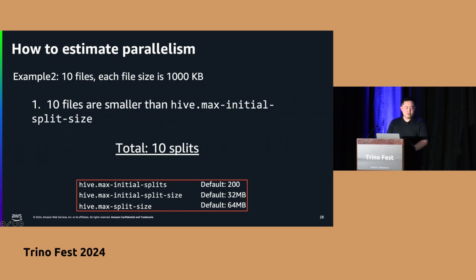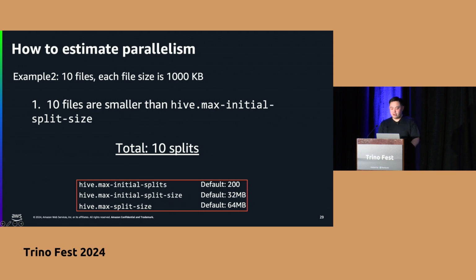Let me explain another example. There are 10 files to read, and each file size is 1,000 kilobytes. The total size of data is the same as example 1 that I explained in the previous slide. And since each file size is smaller than Hive max initial split size, one file becomes one split. So in this case, 10 files become 10 splits. So in total, it is 10 splits. Although the data size is the same, the number of splits is totally different. And this difference affects the query performance and the S3 requests.